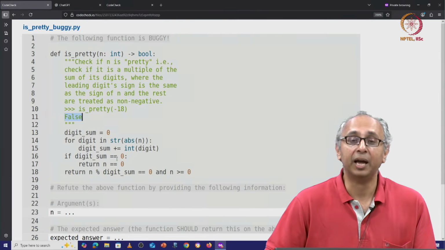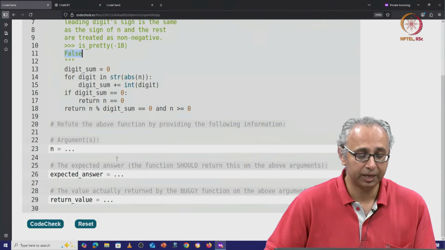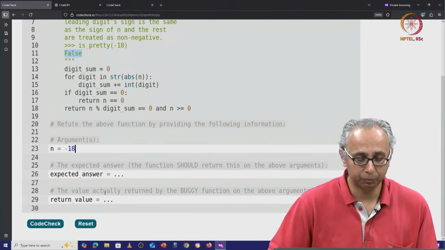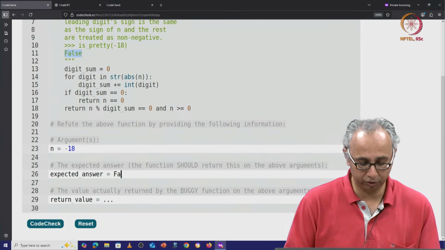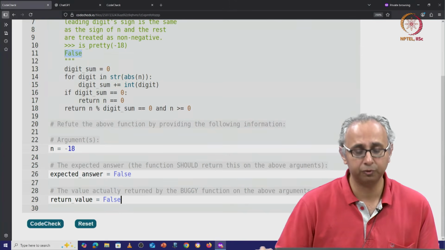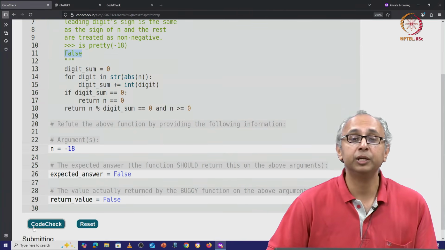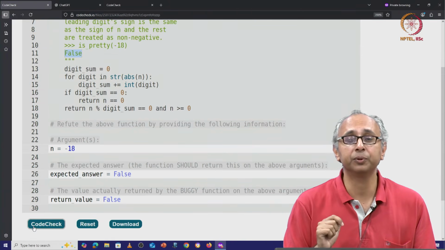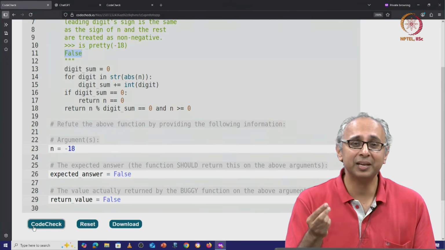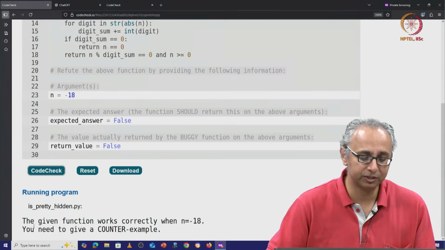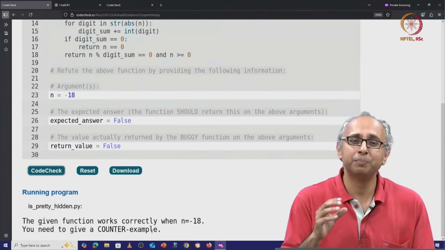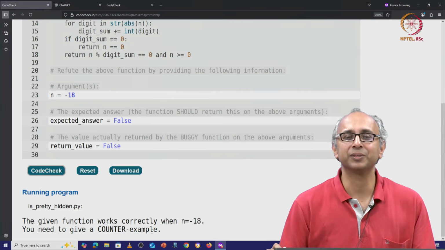Here is the code. As always, you should try to refute it. The given code actually does work correctly on the input minus 18. We are told that the expected answer is false, and you can confirm that this function actually does return false. What you should do is try and trace this code on this input, and firstly recognize pattern 2, and secondly try and convince yourself why this function returns false on this input. Can you see some part of this code that is suspicious? Try this yourself.